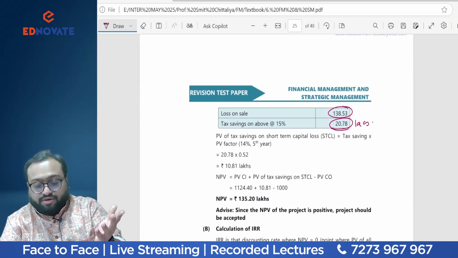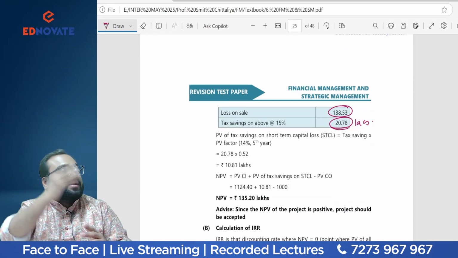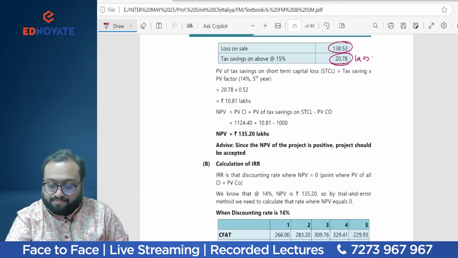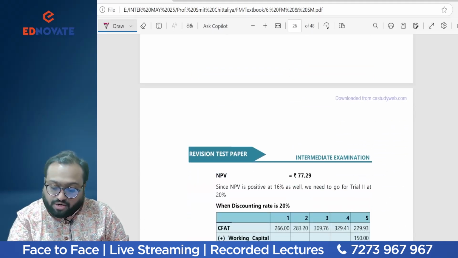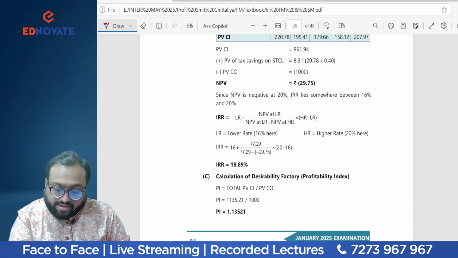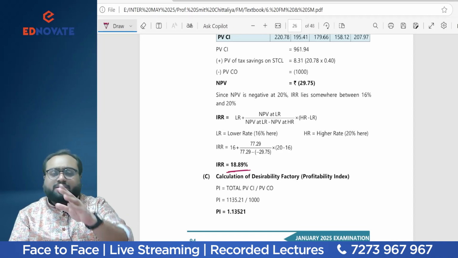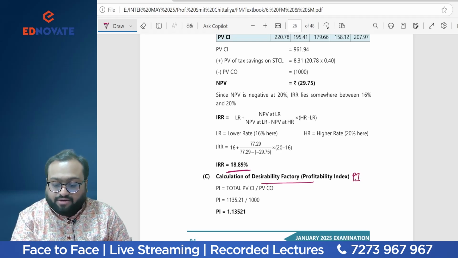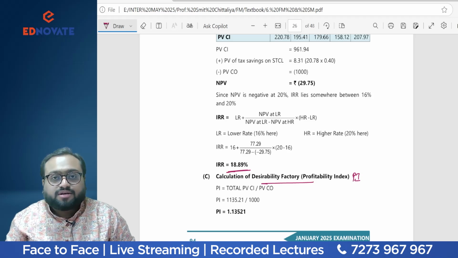IRR is found with the help of interpolation. At 14%, if I'm getting the NPV positive, I have to take a jump. If my project is earning more than 15%, by trial and error I can find out the IRR. Here the IRR of the company comes to around 18%, so it is between 14 and 19%. Normally you can take a jump of 2 to 3% to find out the IRR. And the desirability factor is nothing but your PI factor. So the entire sum of capital budgeting is very simple for all the students who are trying this sum.